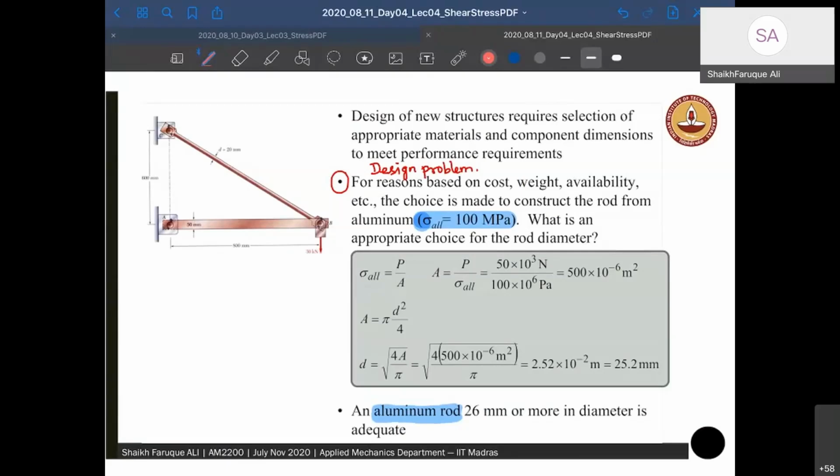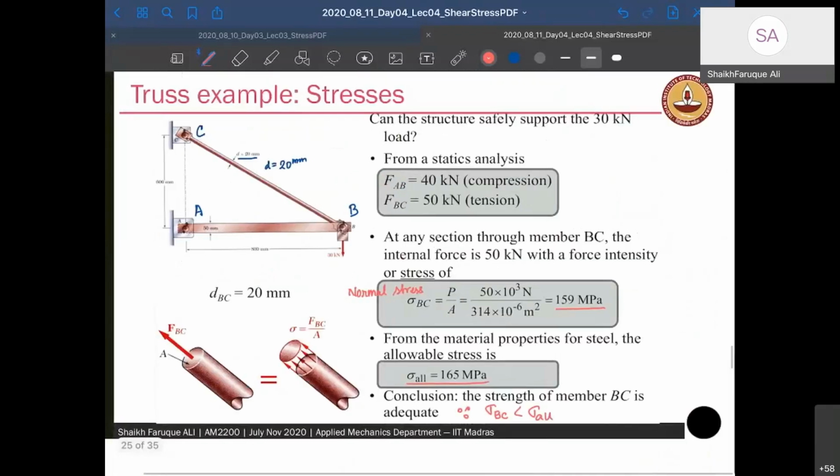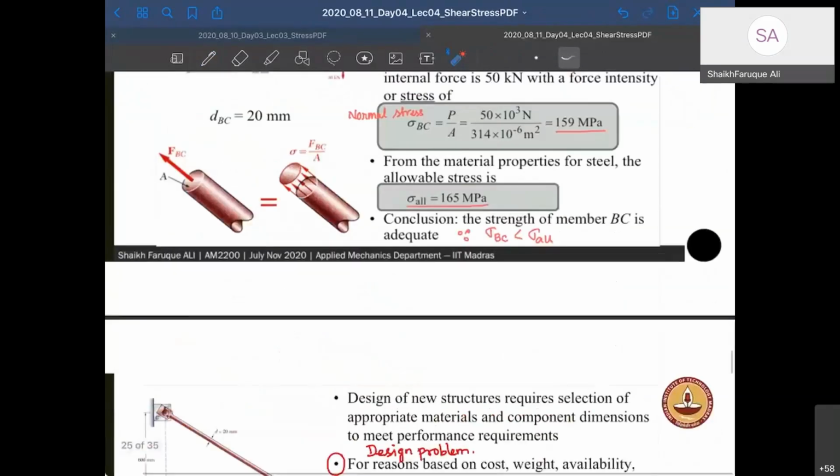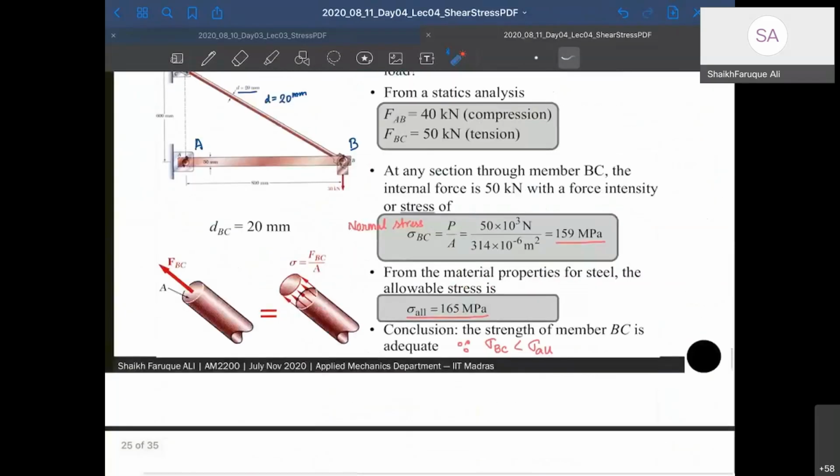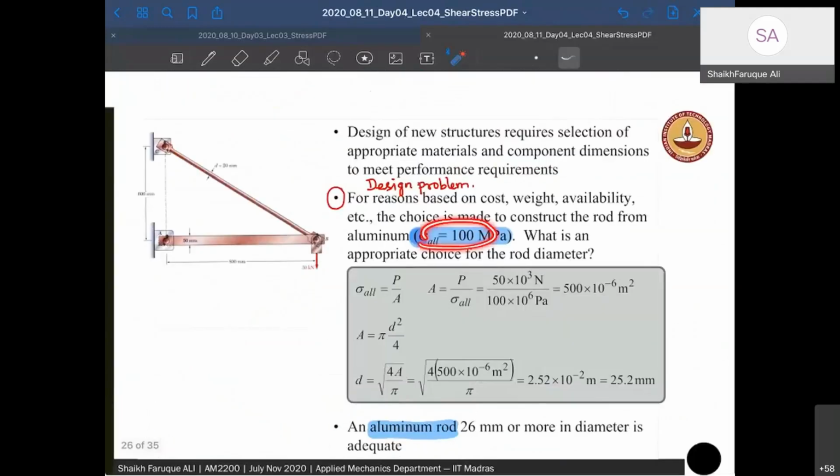So this is a bit different from this problem. In this problem, the stress is given to you. Maximum allowable stress is given to you, and the member dimension is given to you. Now it is said that you have chosen another material, completely different, whose allowable stress is 100 MPa. So this is a design problem. The allowable stress has reduced from 165 MPa to 100 MPa. You have been asked to find the diameter at which it will be safe.